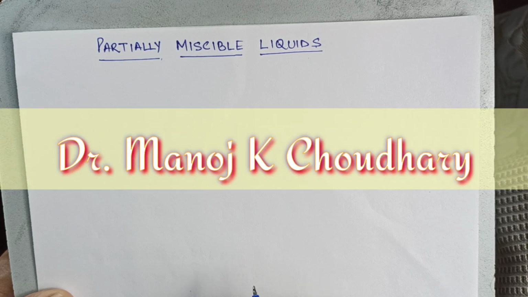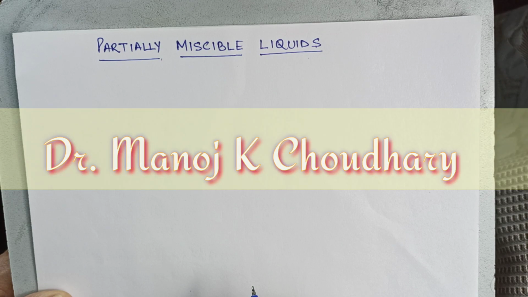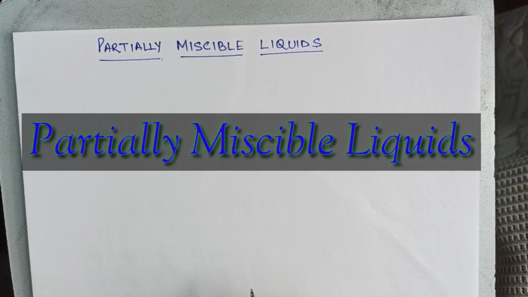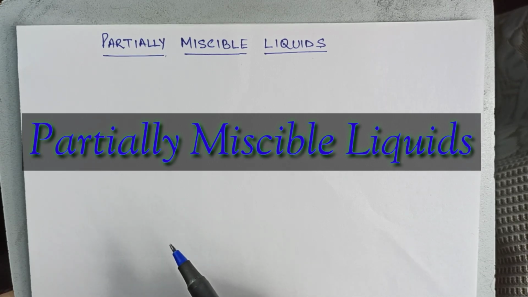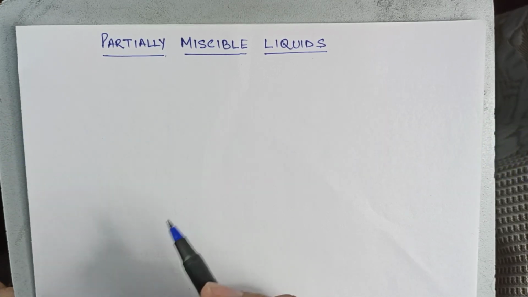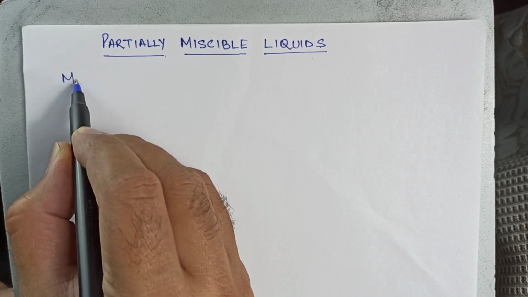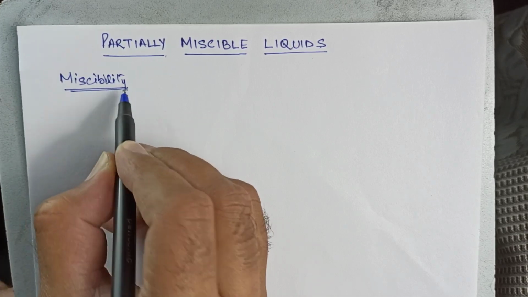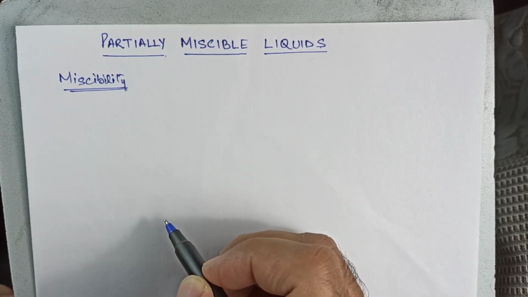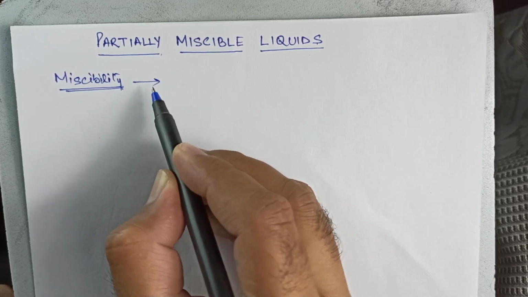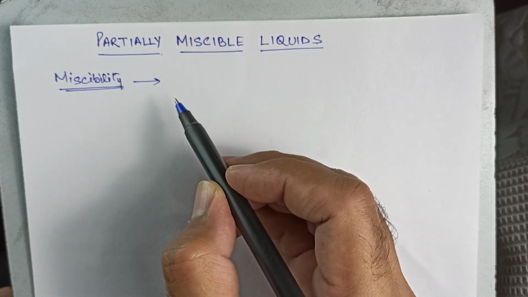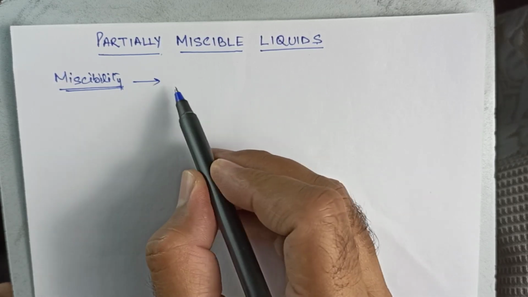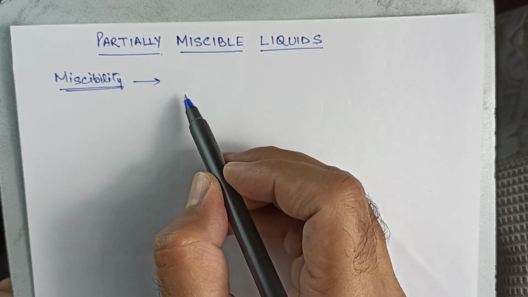Today I am going to discuss a topic from B.Sc second year physical chemistry, that is partially miscible liquids. First of all, I would like to tell you about the term miscibility. Miscibility से हमारा क्या मतलब है? Miscibility is a phenomenon in which two or more liquids get mixed up and form a solution, a homogeneous solution.